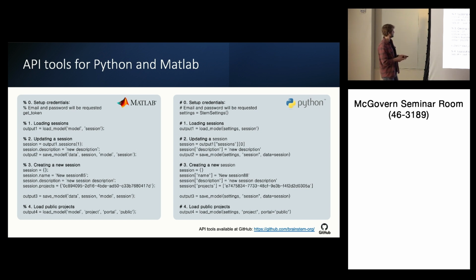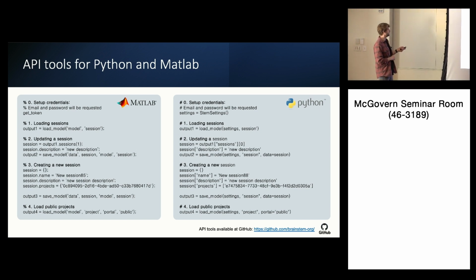This is kind of how it looks if you're using our tools for it. It's very simple. First you get a token to get access with your credentials. Then you can load any of the models like this. You can update. It's very simple. It's just save model and then, let's say, add a description.